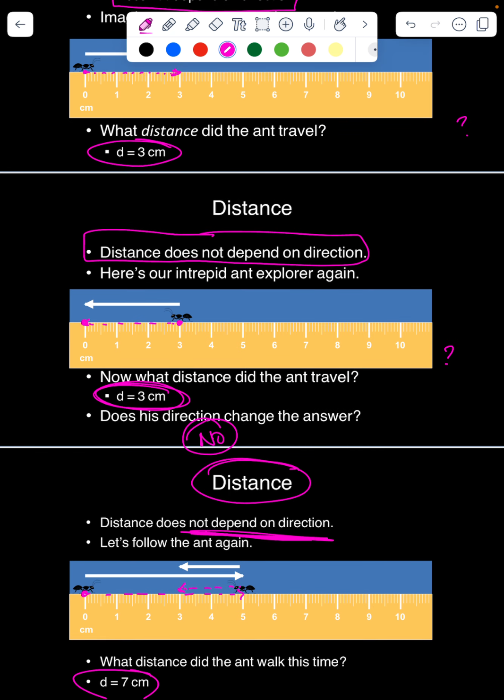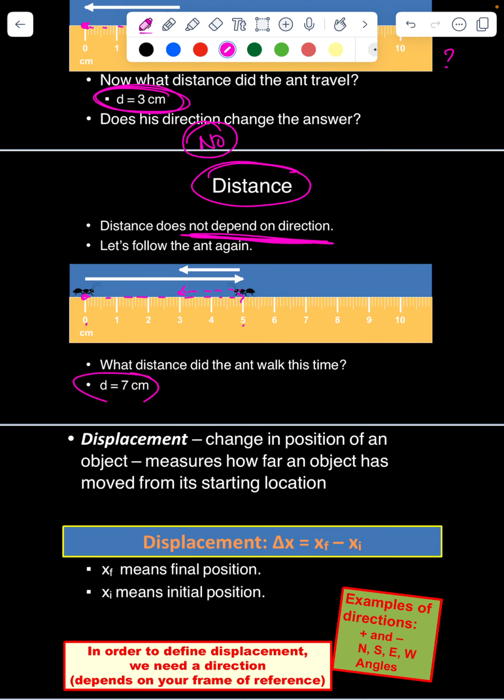So his distance was 7 centimeters, because he went from 0 to 5, that's 5, and then from 5 to 3, that's 2. So we have 5 plus 2, which gives us 7 centimeters. So again, your distance, because it is scalar, does not depend on its direction. It is looking at the object's entire path. All right, now displacement, on the other hand, is a vector quantity.